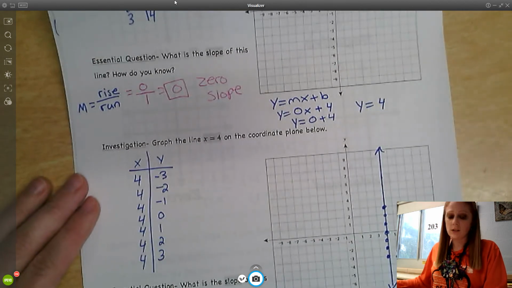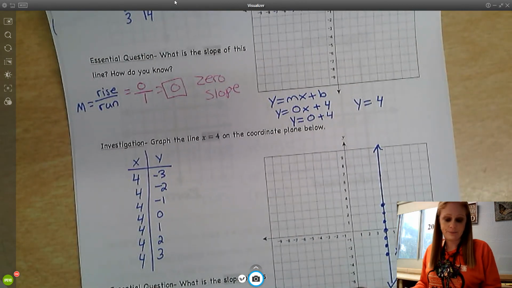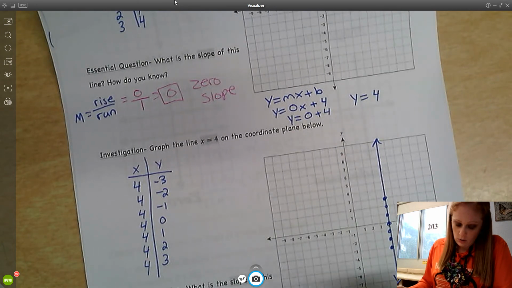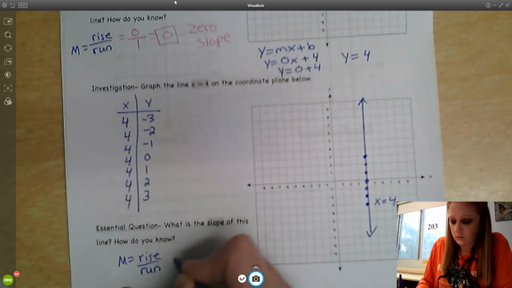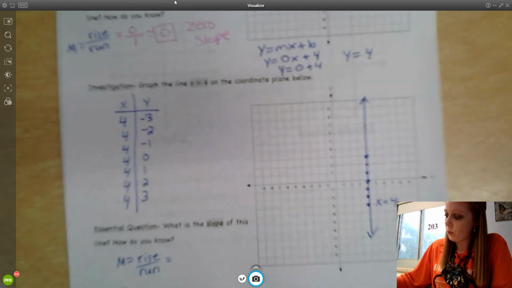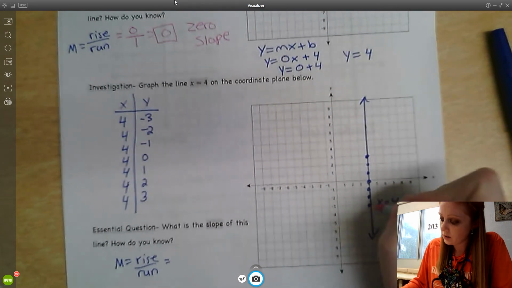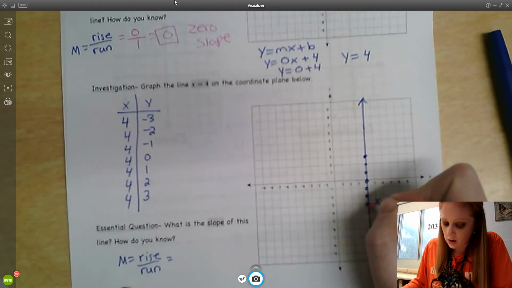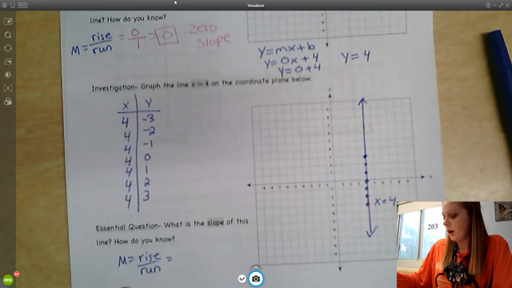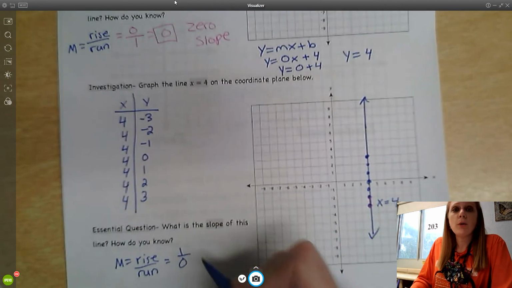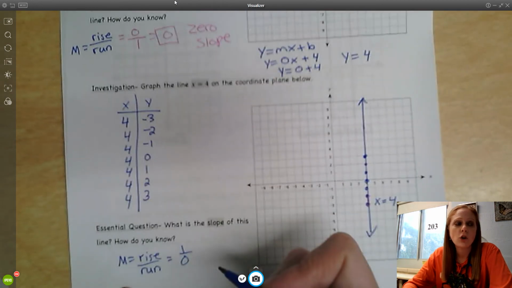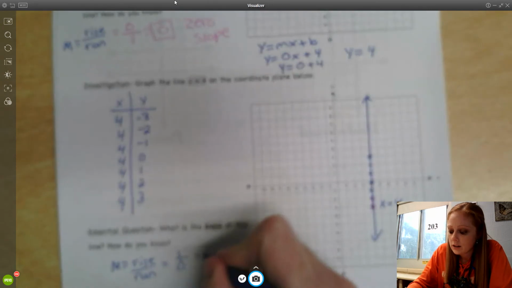Okay, so now let's think about what is the slope of this line. Slope is rise over run. To get from one point to the other, how much do I need to rise? If I'm going from here to here, I need to rise 1, and then I don't have to run at all because we're already on it. So the rise is 1, and the run is 0. Now, if you put 1 divided by 0 in your calculator, you're going to get an error. It's undefined.